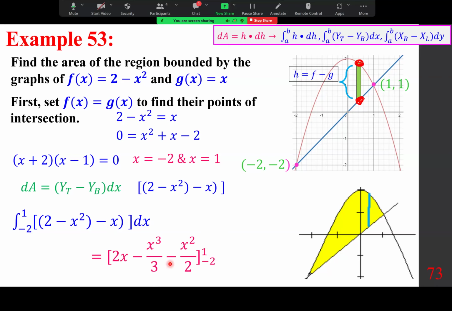You plug in 1, you plug in -2. I let you do the intermediate steps, and those are basic math. The answer is 9/2. Again, we have to go this way. We can't go this way.